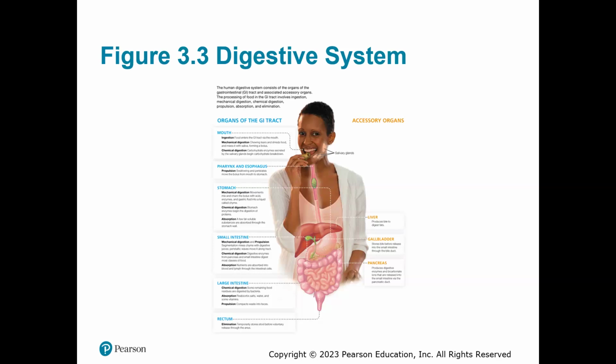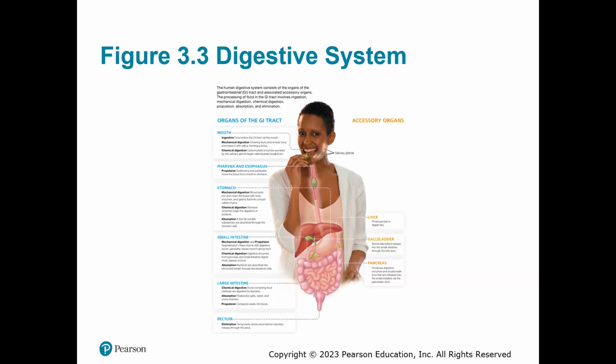As far as absorption, mostly water is going to be absorbed there, but also some salts and some vitamins. Like I said, vitamin K would be absorbed through the large intestine because it's being produced by our gut bacteria. And then propulsion, the waste products are going to exit the large intestine into the rectum, and from the rectum through the anus, and we're going to do elimination. So getting rid of those wastes, the stuff that we didn't digest and didn't want.